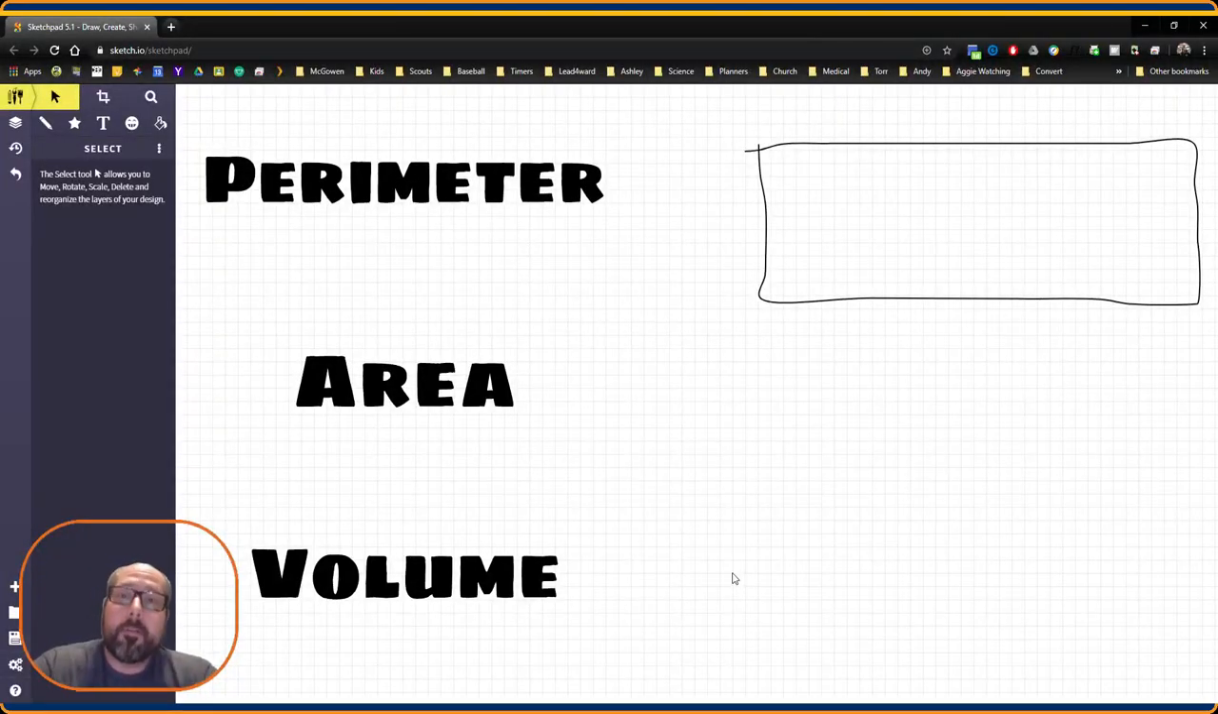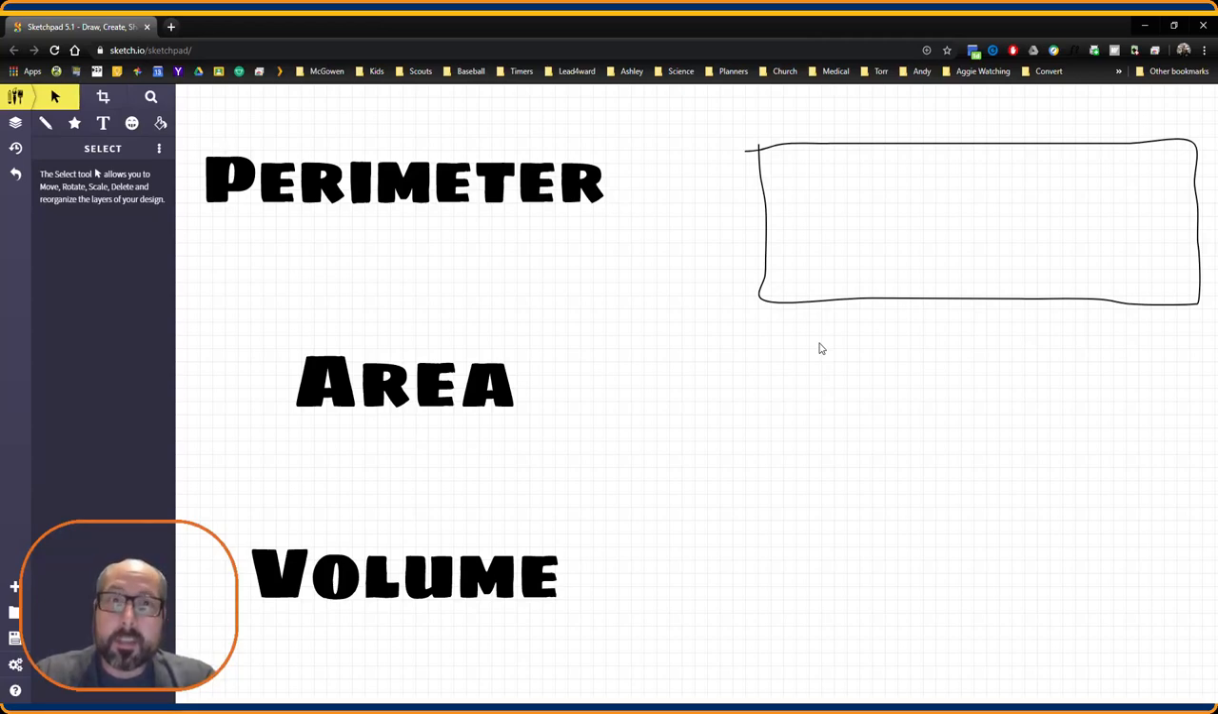So perimeter, area, and volume are three very related concepts, yet they're all very unique and different in their own right. Let's discuss some of the differences. Perimeter is moving around the edge of a figure, specifically a two-dimensional figure like you see here.